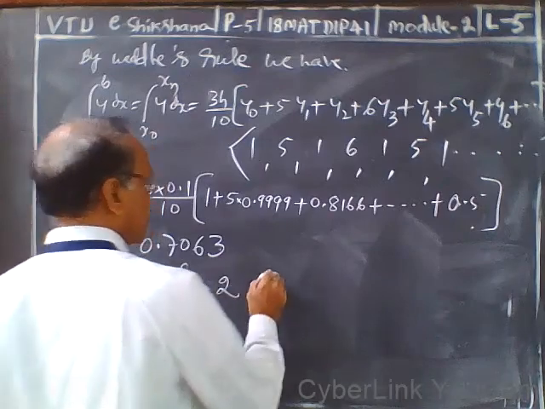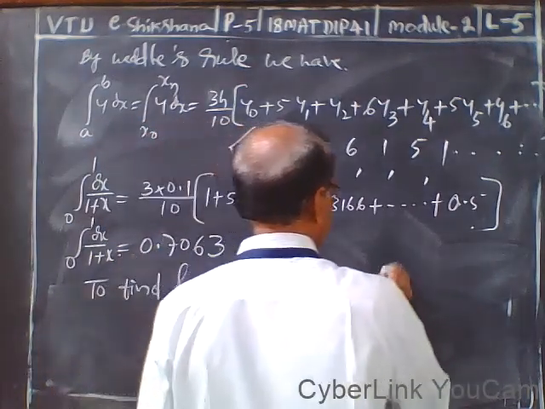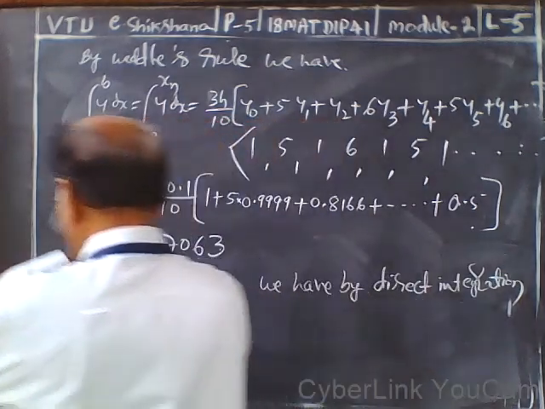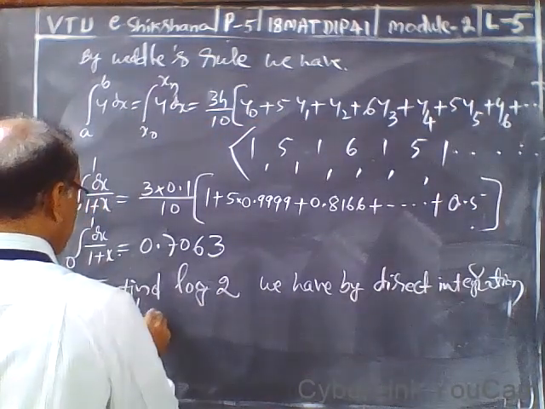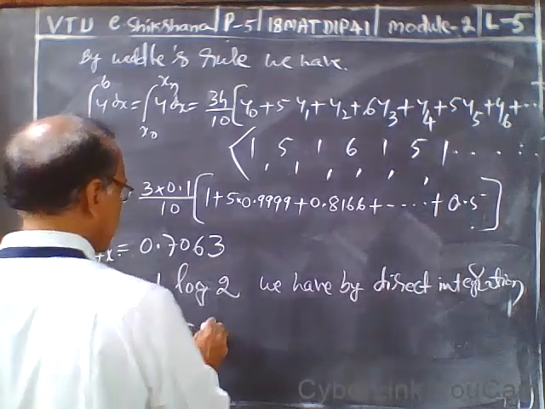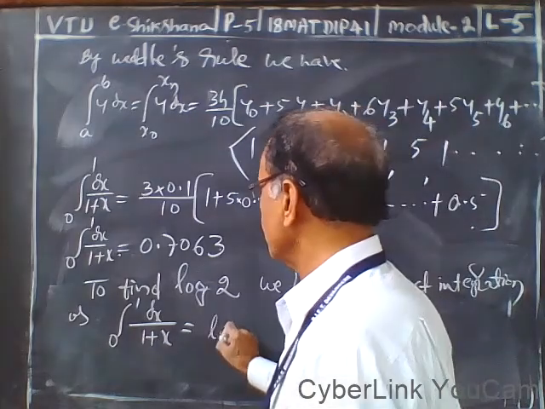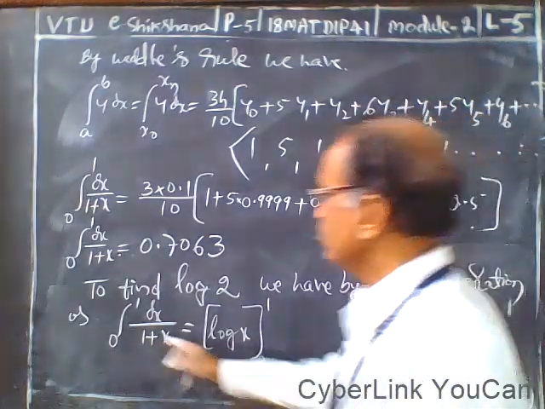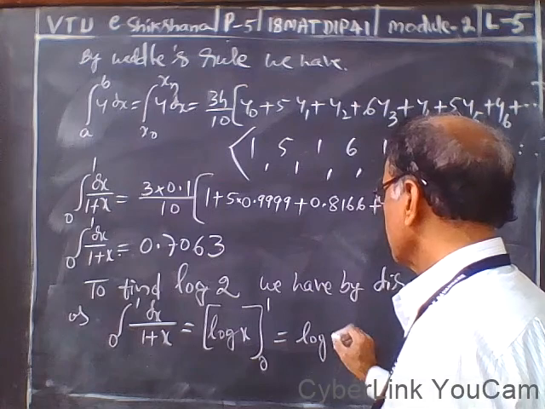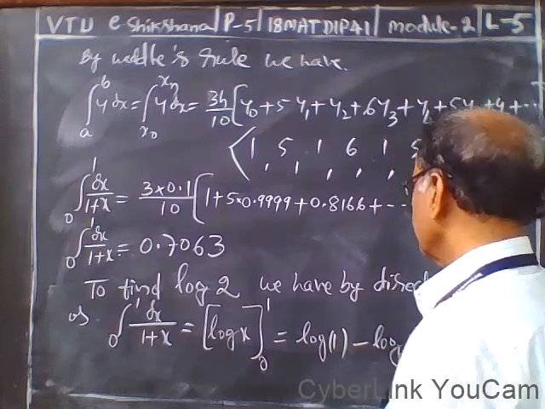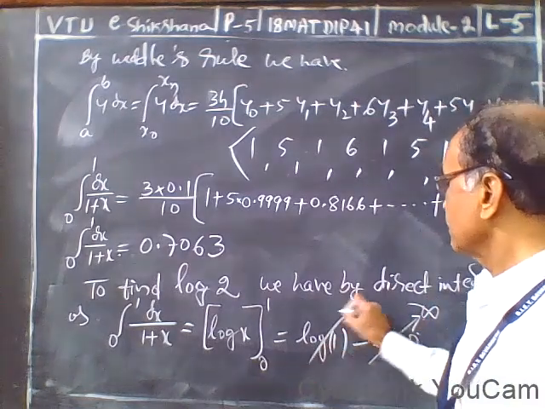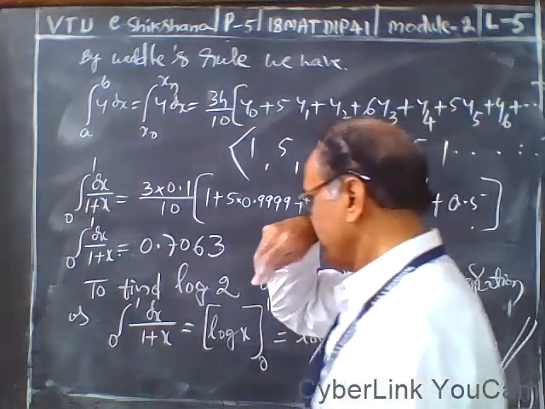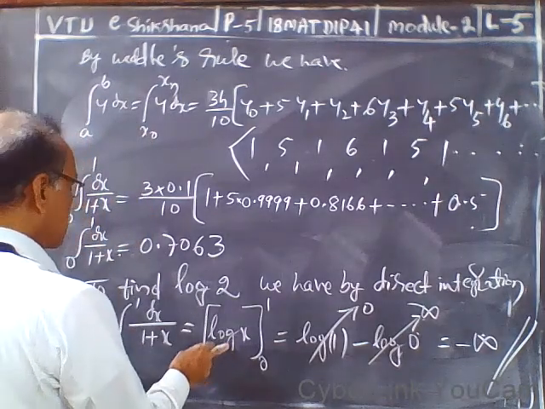To find log 2, by direct integration, integration 0 to 1 of dx divided by 1 plus x is equal to log x running between 0 and 1. Running between 0 and 1 means log 1 minus log 0. Log 1 is 0, but log 0 is minus infinity. This value we don't take.